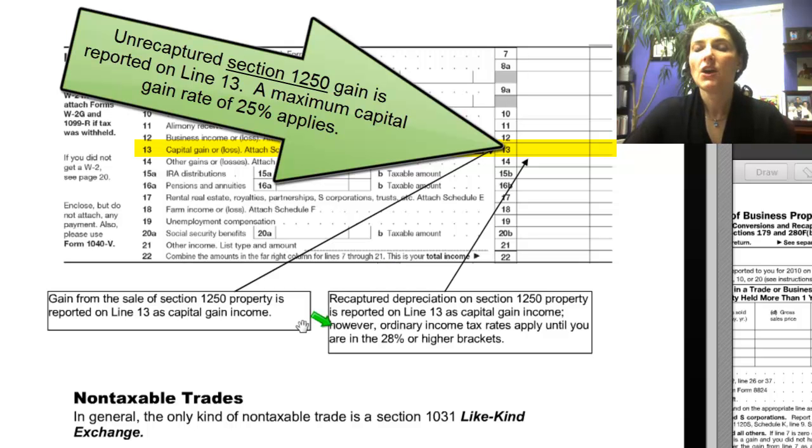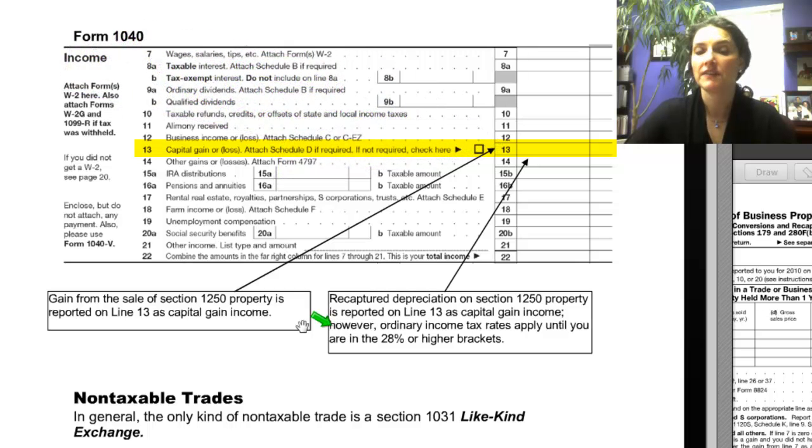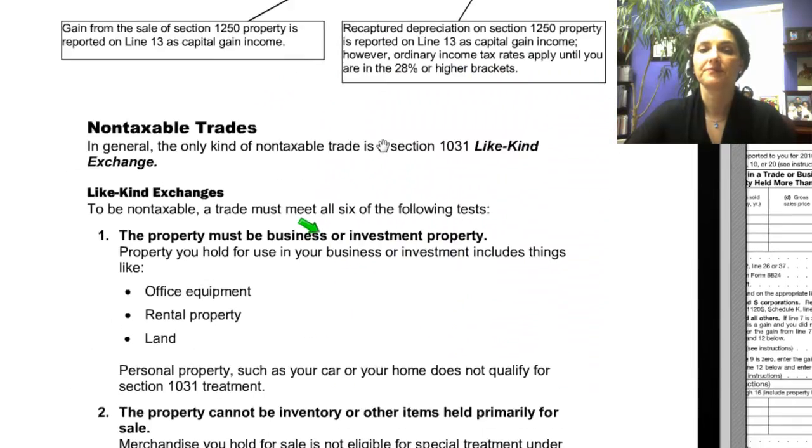Well, what does that mean? Well, it means if you are in a 28% or higher tax bracket, the most amount of tax you will have to pay on unrecaptured gain on the sale of real estate is 25%. If you are in the 25% or lower brackets, you will see no difference because, in effect, the unrecaptured gain is taxed at your highest rate, whatever that is. But when you move into the higher tax brackets, 28% and above, then you benefit from a reduced rate of tax on the sale of that property.